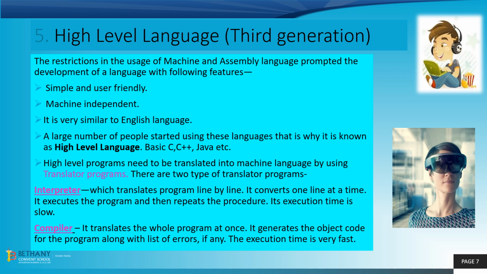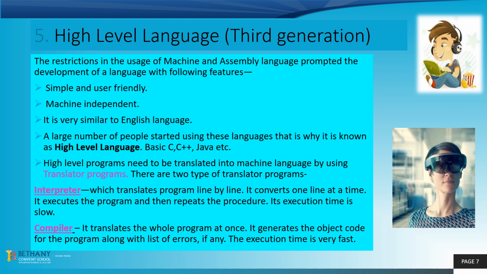The third language was the high-level language. High-level language was very simple and user-friendly and machine-independent also. It means a program written in high-level language can run on multiple machines. It is very similar to the English language. A large number of people started using these languages. That's why it is also known as high-level language.